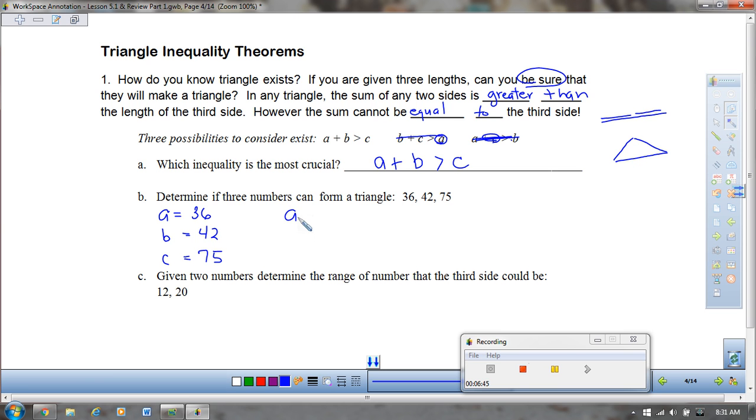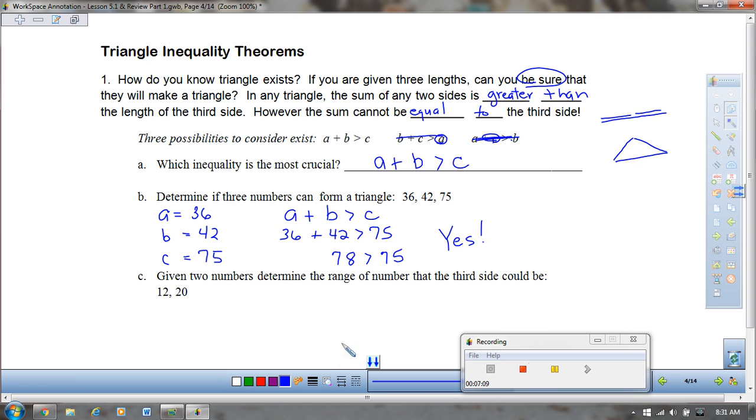So we're checking to see, is the shortest segment summed to the medium segment going to be greater than the longest? And so we would add 36 plus 42 and see, is it really greater than 75? And when you add these two together, you find out that 78 is greater than 75. Therefore, yes, it's going to make a triangle.